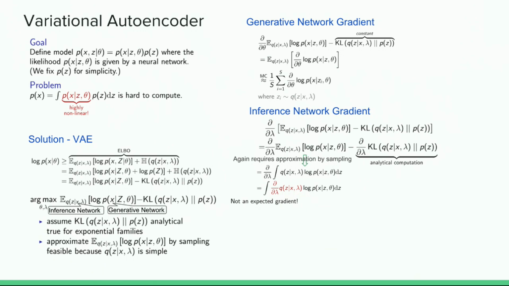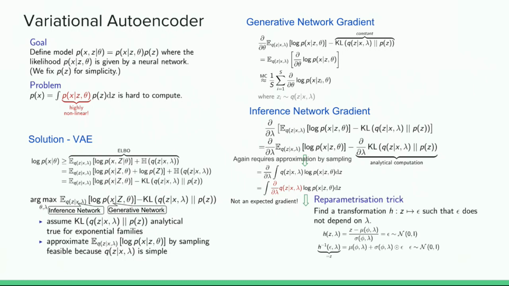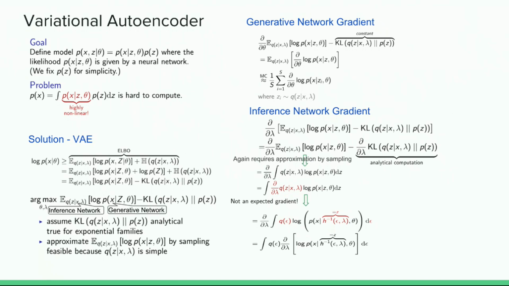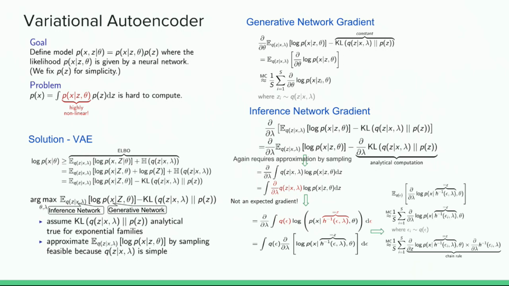And the generated samples are dependent. The z is dependent on lambda. So we use a reparameterization trick to transform the z to epsilon so that it doesn't depend on lambda. And the problem becomes that we just simply sample from a normal Gaussian distribution, and we sample gradients for lambda.